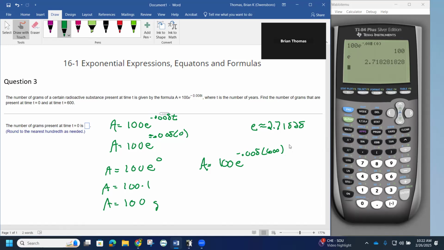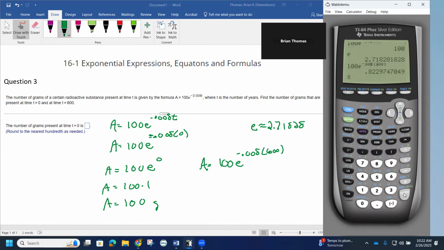So if I put that into the calculator, 100, and then e, and then raise this to the negative 0.008 times 600 years. This formula will tell us how much radioactive substance is available after 600 years.